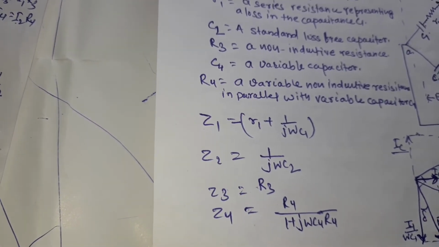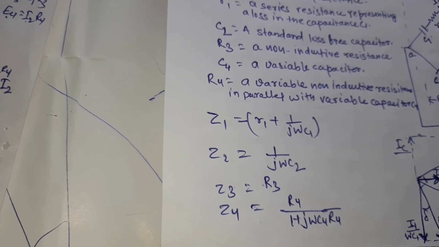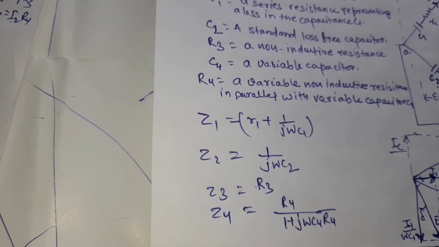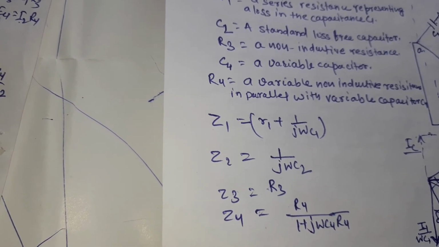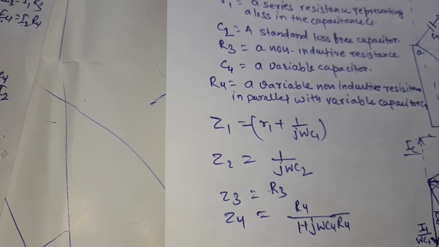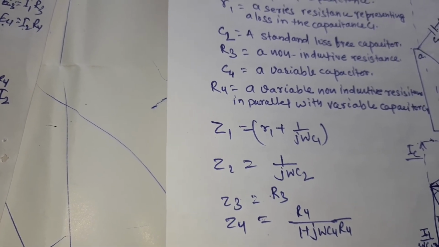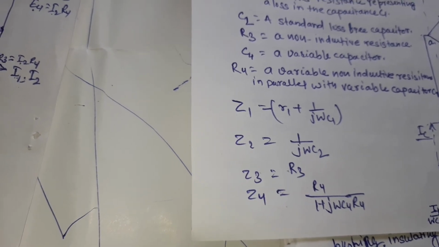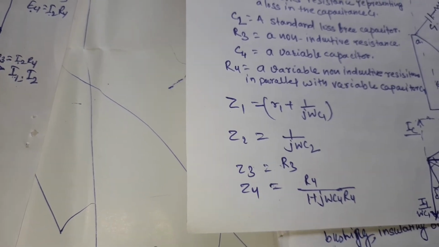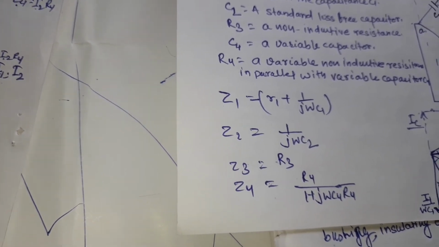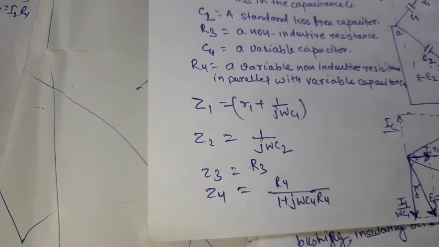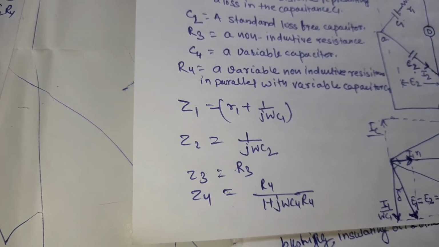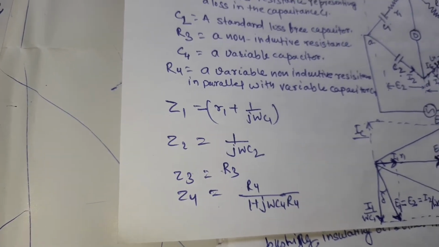So now we have to find out the balance condition for the Schering bridge. First we have to write the impedance of each arm. Suppose the Z1 arm has impedance R1 plus 1 by j omega C1, Z2 is equal to 1 by j omega C2, Z3 is equal to R3 and Z4 is equal to R4 by 1 plus j omega C4 R4, because C4 and R4 are in parallel.